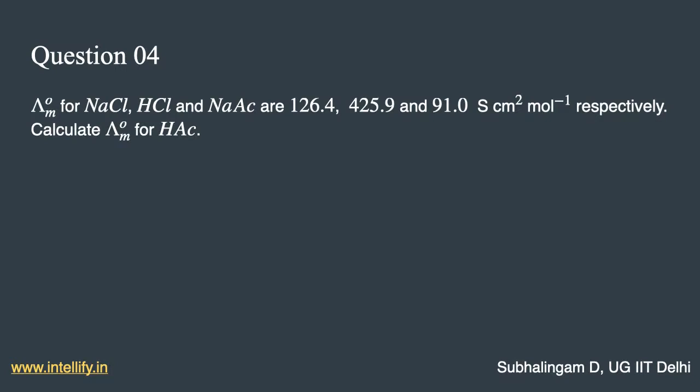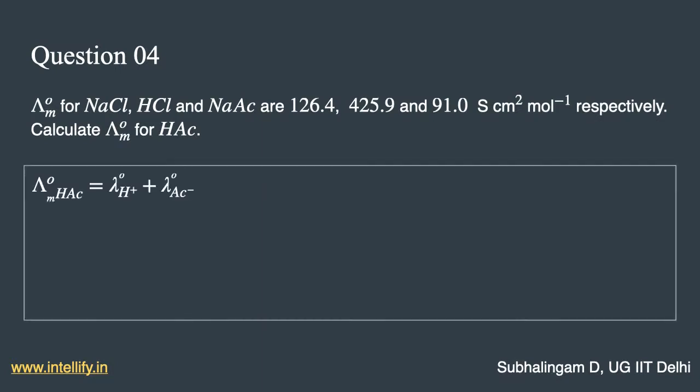Lambda naught m for NaCl, HCl and NaAc are 126.4, 425.9 and 91.0 Siemens centimeter square mole inverse respectively. Calculate the lambda naught m for HAc, that is acetic acid. This is the application of Kohlrausch's law, which is very important. We are going to determine the limiting molar conductivity of acetic acid, a weak electrolyte, by knowing the limiting molar conductivity of strong electrolytes. So this is how we are going to do it. I'm going to show the solution now.